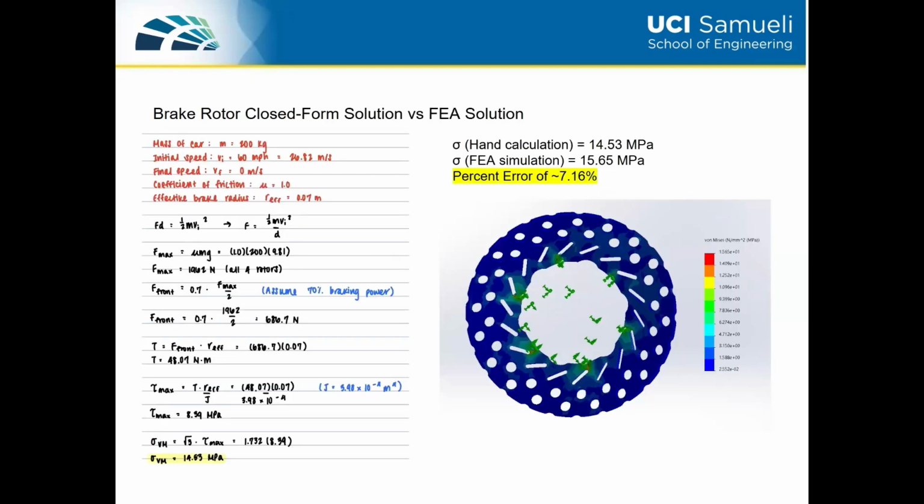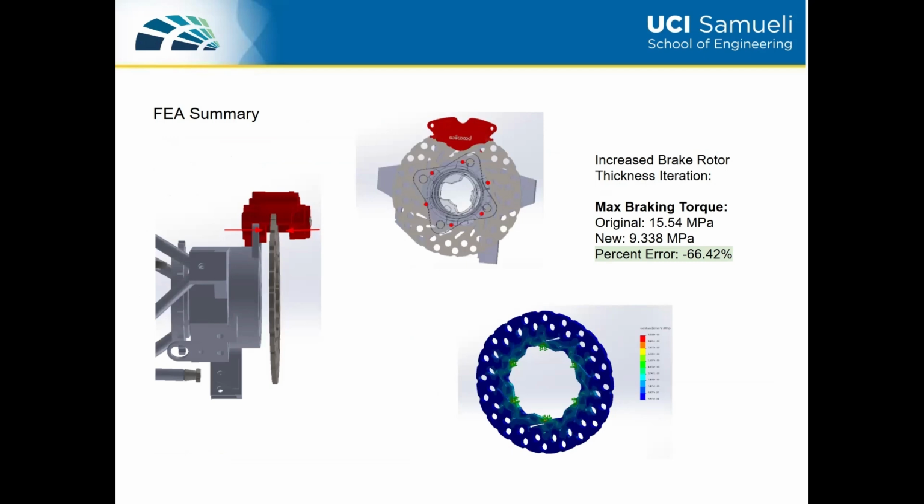My brake rotor closed form solution versus FEA solution resulted as a hand calculation max von Mises stress of 14.53 MPa, and then the FEA simulation for the max braking force was 15.65, which led to a percent error of approximately 7%. For the FEA summary, I decided to highlight the brake rotor increased thickness iteration. The max braking torque from the original was around 15 MPa, and the new one was around 9 MPa, which led to a percent error of minus 66%. So a decrease of about 66%.